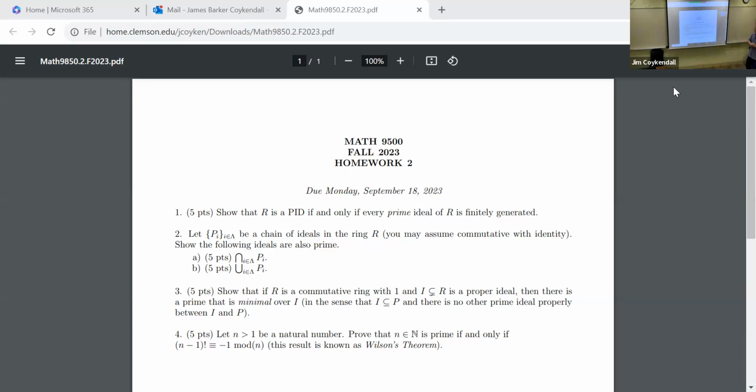Finally, number four is popularly known as Wilson's theorem, although I think the statement of the theorem predates Wilson's proof by 800 years or thereabouts. Let n bigger than 1 be a natural number. Prove that n is prime if and only if (n minus 1) factorial is congruent to minus 1 mod n. How many of you have seen this theorem before? Okay, right. This is kind of a warm up, because after we finish up some more details, we're going to start getting into the integers and some preliminary number theory stuff. Okay, any questions?